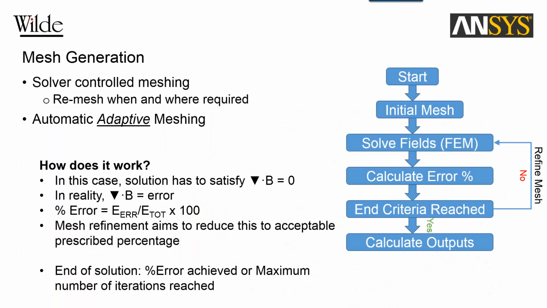So the end of the solution really is achieved when either your percentage error is achieved or your maximum number of iterations has been reached. The key point here is that mesh generation is not only automatic, but it's also adaptive. What that means implicitly is that any analyst doing an electromagnetics analysis is not spending time worrying about how good their mesh is. They're not having to do mesh refinement studies and mesh independent studies because the solver is automatically taking care of that for you, and that's a massive benefit. You can move on to post-processing and boundary condition setup.